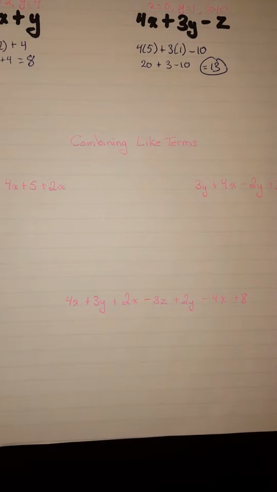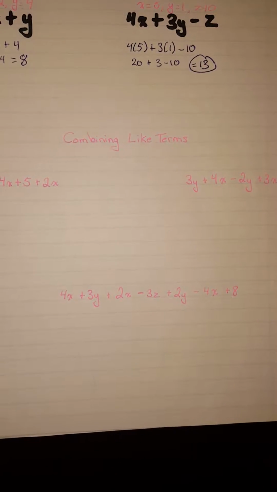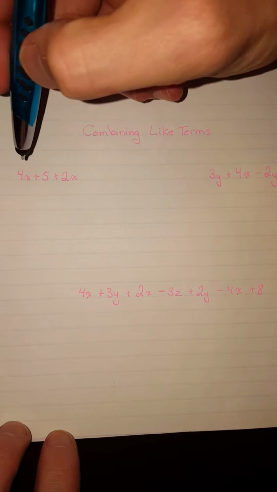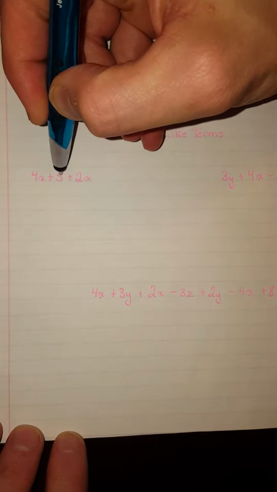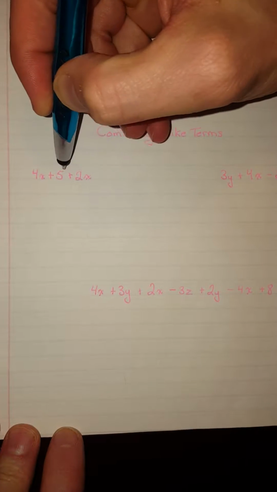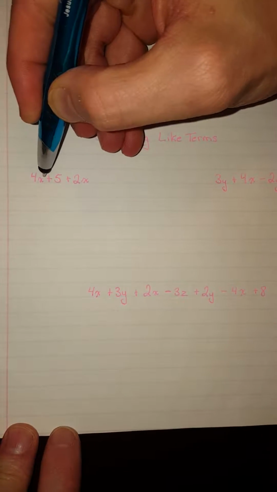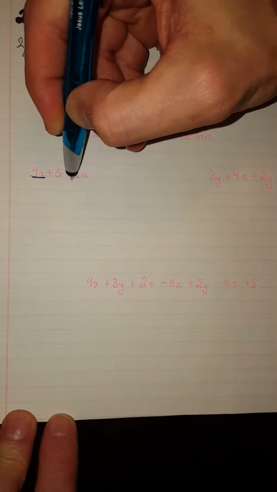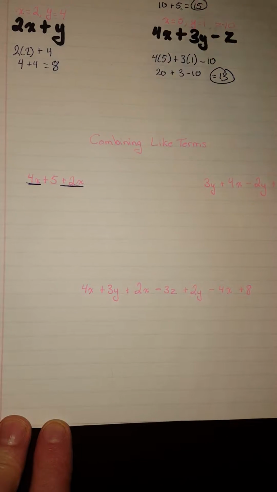This section we're going to be looking at how to combine like terms. Now in order to do this, all we have to do is look for the terms with the same variables. For example, on the first one here, we have 4x plus 5 plus 2x. Now we can't combine the 5 and the 4 because we don't know what the x value is. So what we can do is anything with that x variable, we can combine together.